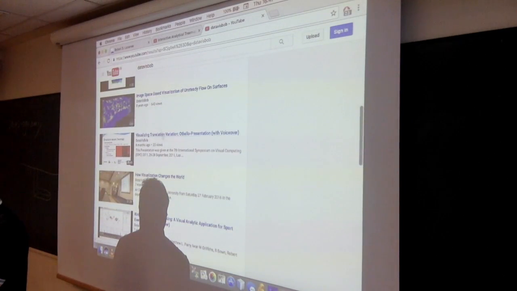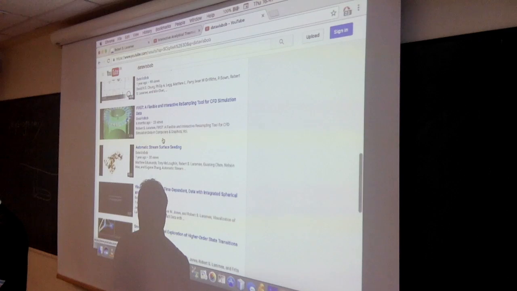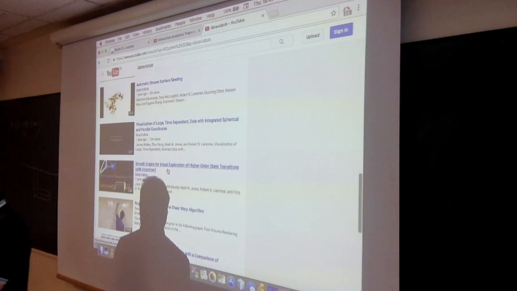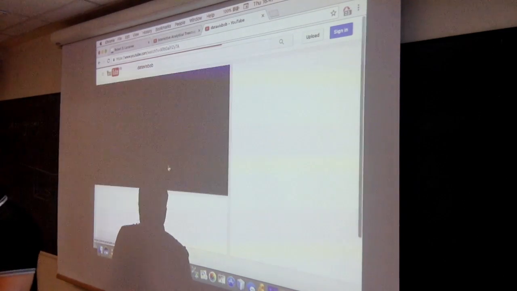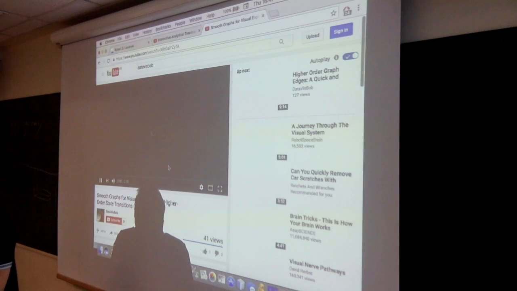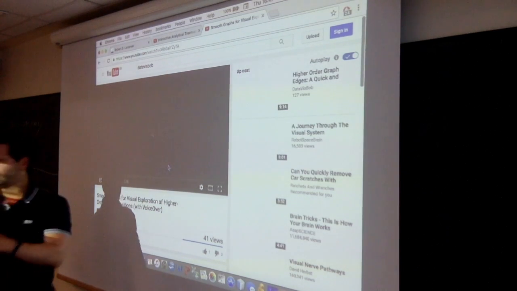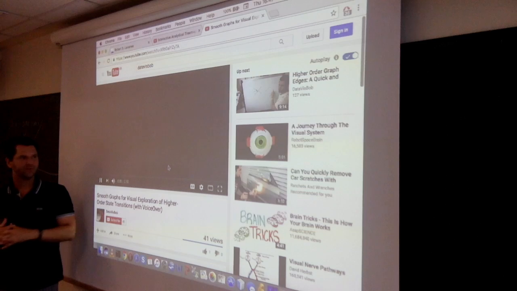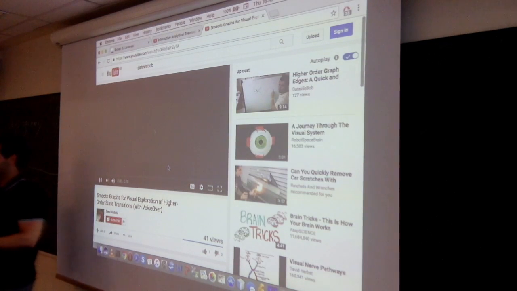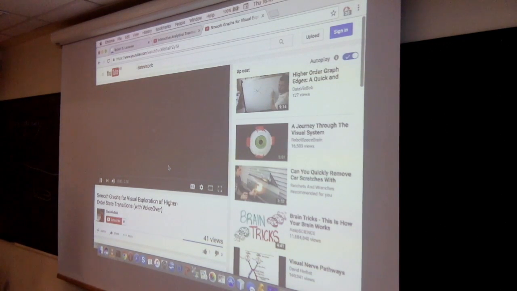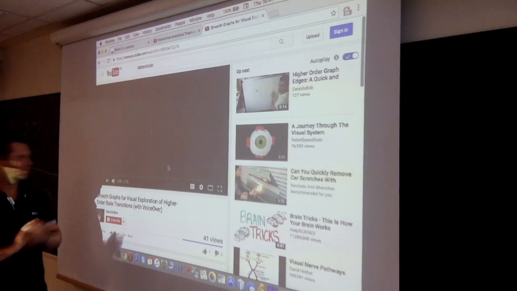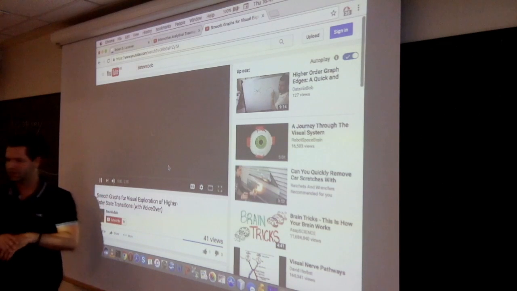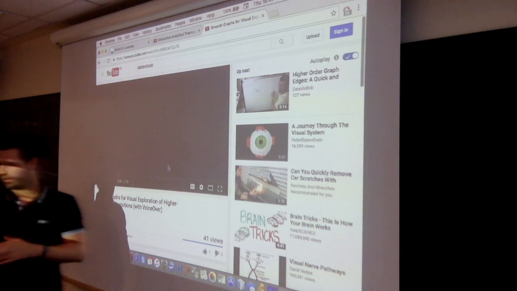There's the cooling jacket, by the way, if anybody's interested in cooling jackets. There it is, smooth graphs for visual exploration of higher order state transitions. This one also has a beautiful voiceover with a Dutch accent. But this just shows what it's like, these graph principles apply to a real problem in a real piece of software with interaction and all these sorts of things. We won't look at the whole thing, but we'll just have a short look.